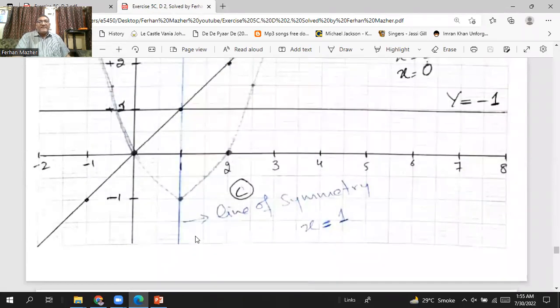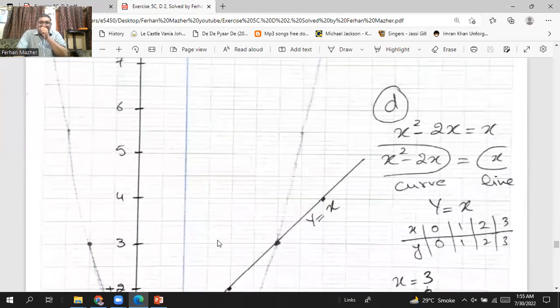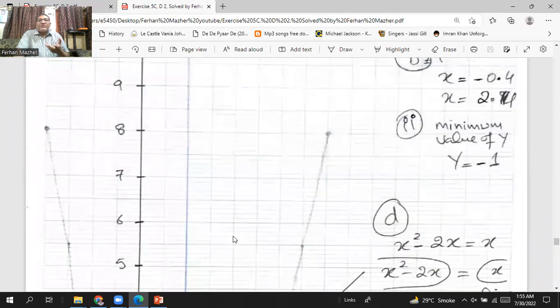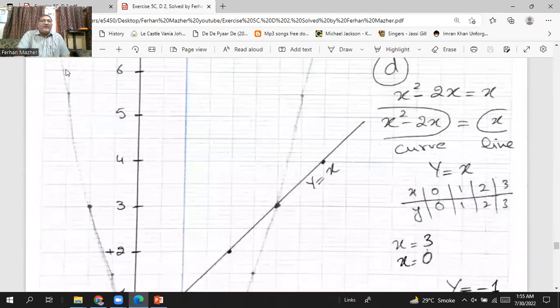So here you can see this is that line, and this is a vertical line which cuts the graph into 2 equal parts. And that line is a vertical line passing through x equals 1. So its equation will be x equals 1. So the line of symmetry will be x equals 1. So we are done with that part.